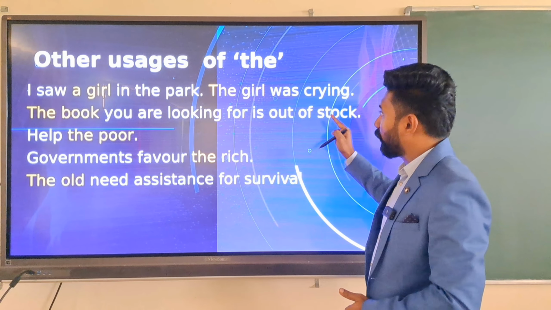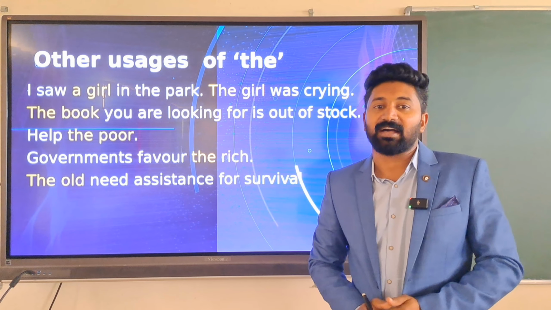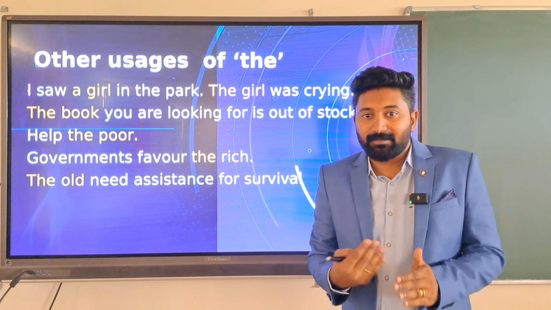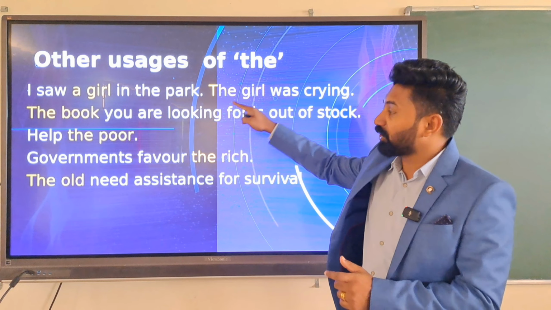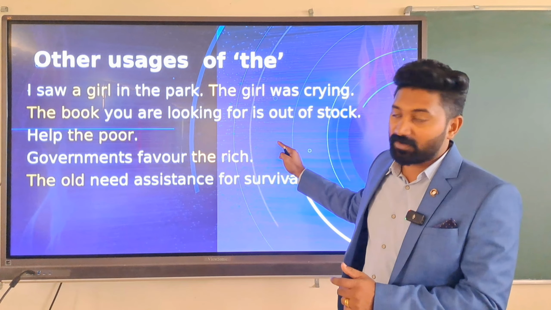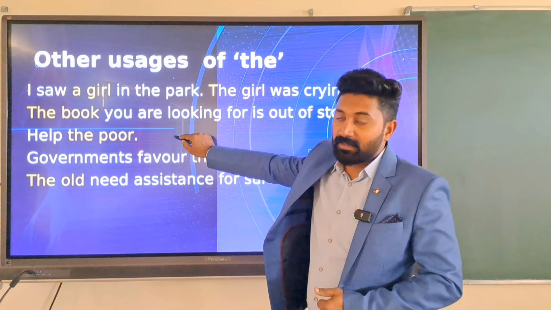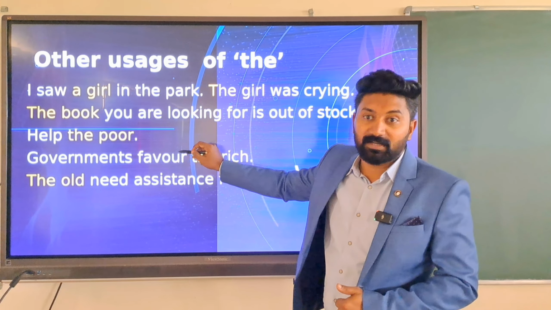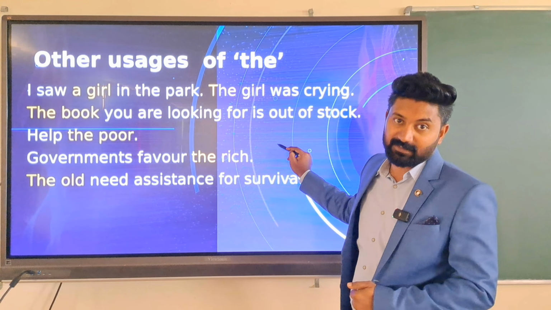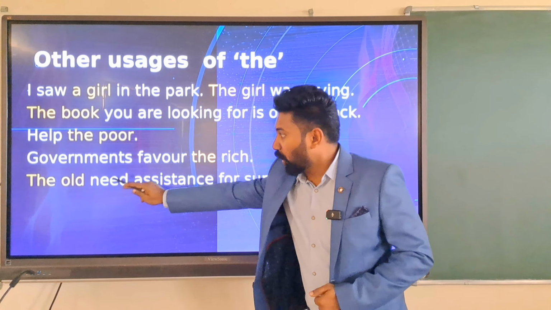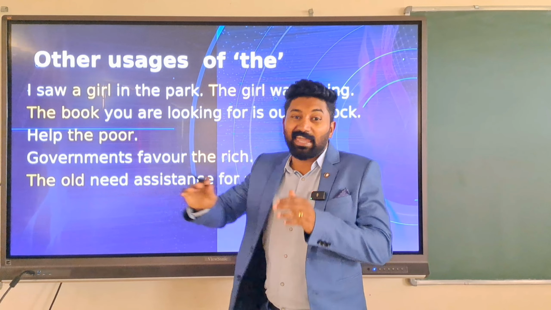Again, the book you're looking for is out of stock. This could be a response by a shopkeeper when you go to him asking for one particular book. The book is not available, so the obvious response from the shopkeeper would be, the book you are looking for is out of stock. See, the book is already understood. Now, help the poor. The poor represents the entire poor class. Similarly, governments favor the rich. The rich represents the rich class in the world. The old need assistance for survival. The old refers to the aged people.